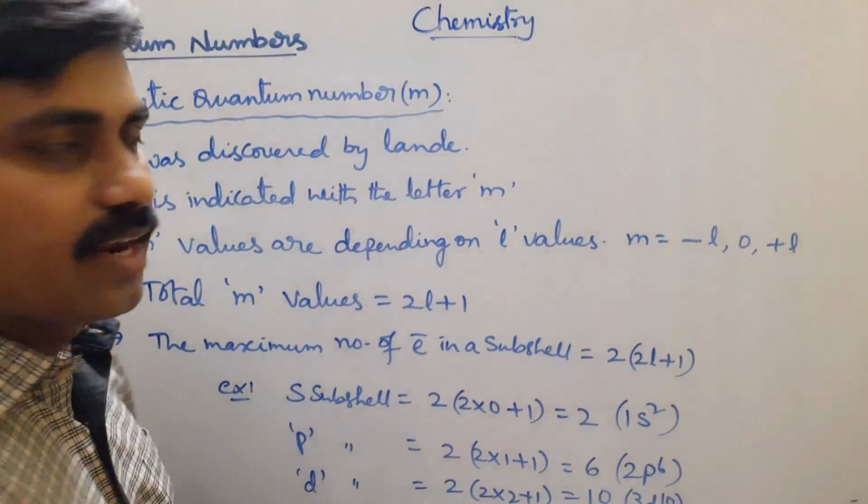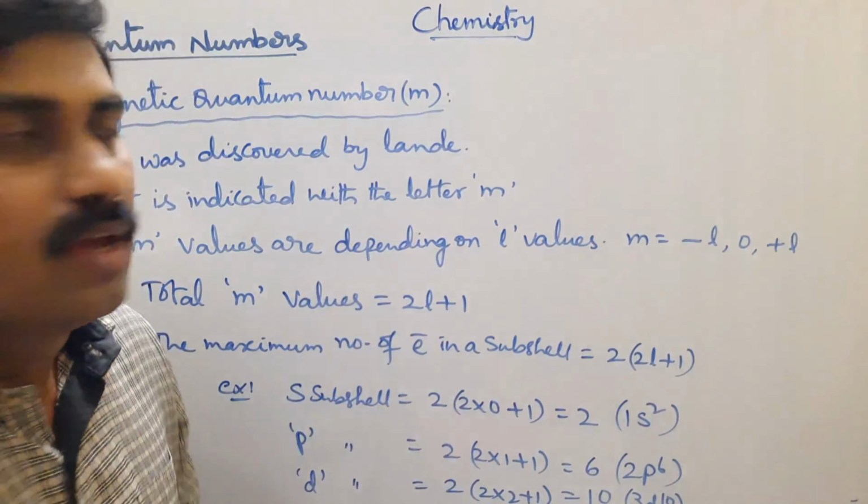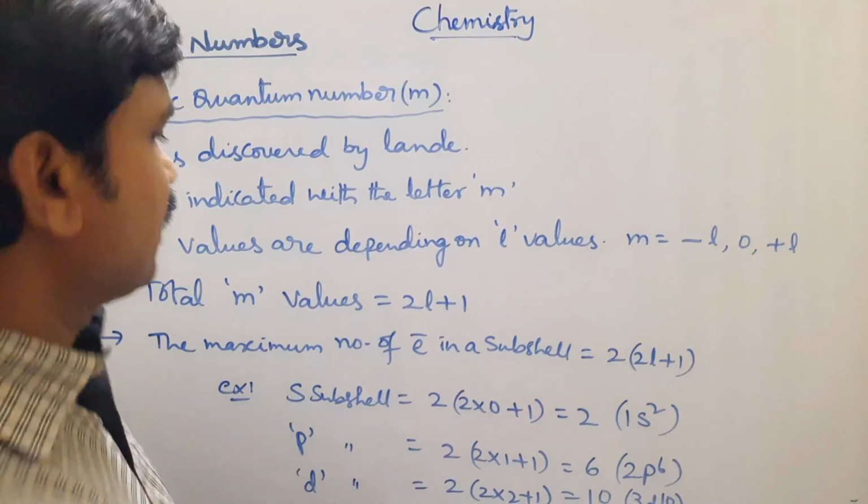Actually, the major indication of this quantum number is the orientation of the orbital. Look at next. Fourth one is spin quantum number.